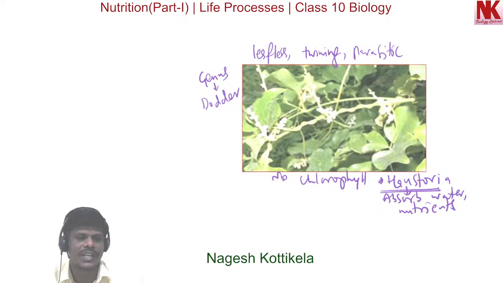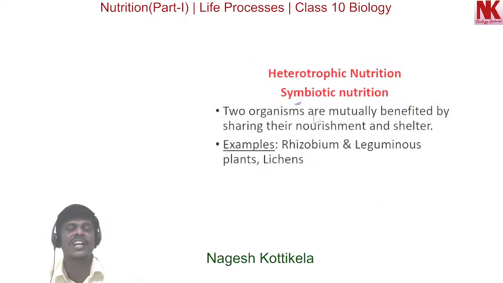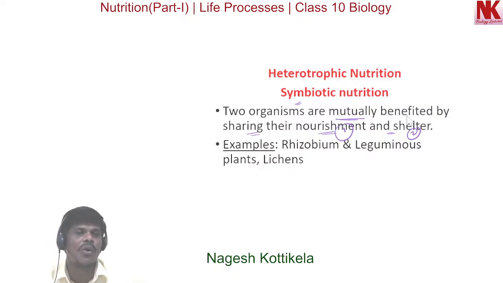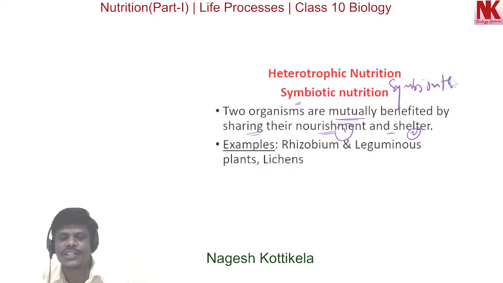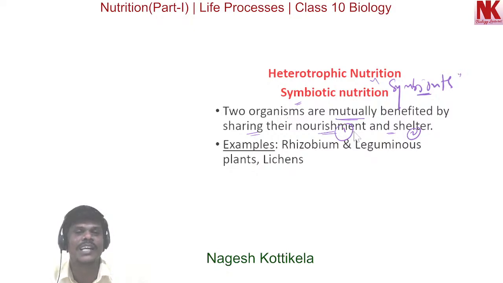Now moving to the next, one more mode of nutrition, symbiotic nutrition. Two organisms are mutually benefited by sharing their nourishment and shelter. So here the nourishment is shared, and also the shelter. This is how the two organisms live together. They are mutually benefited. This mode of nutrition is called symbiotic nutrition, and the organisms are called symbionts. Symbionts are the organisms which are living together and mutually benefited.